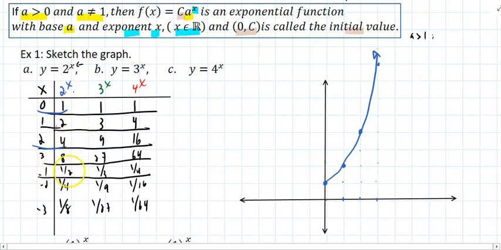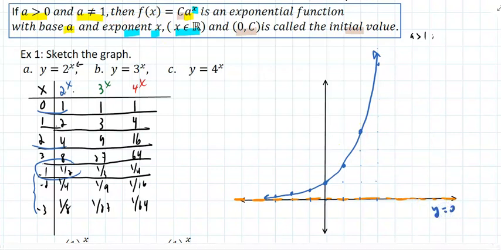Now I get to the negatives. Negative 1, 1/2; negative 2, 1/4; negative 3, 1/8. Do you see, no matter how small I choose the x, y will get very close to this line, but can never be 0? Isn't that our definition of an asymptote? So it seems for the blue, y equals 0 is an asymptote.